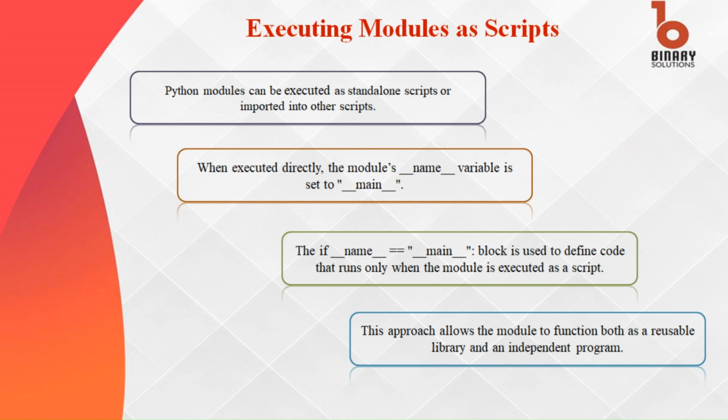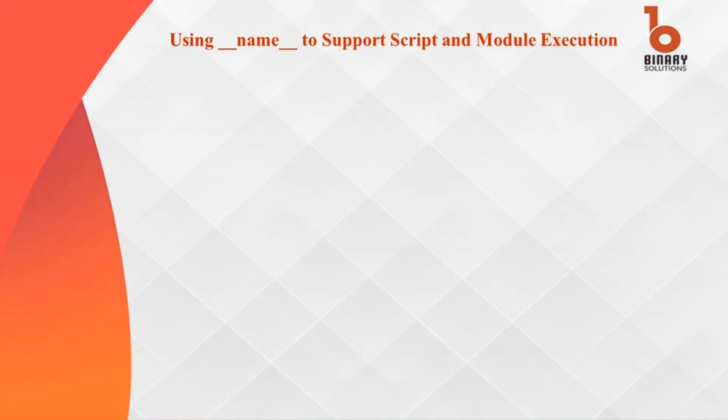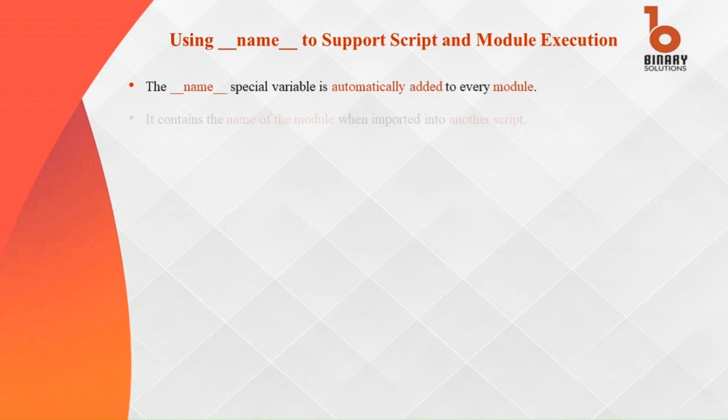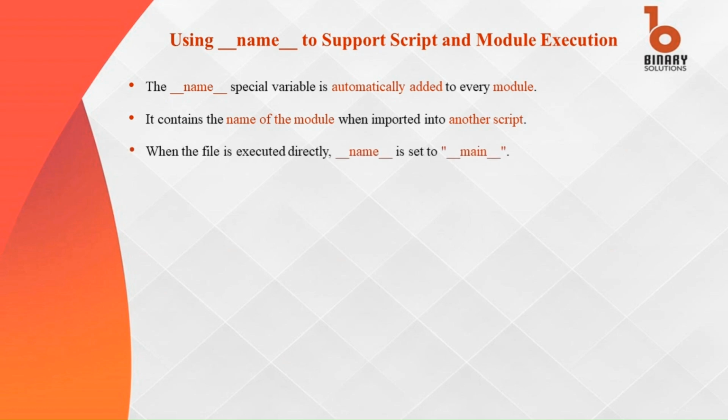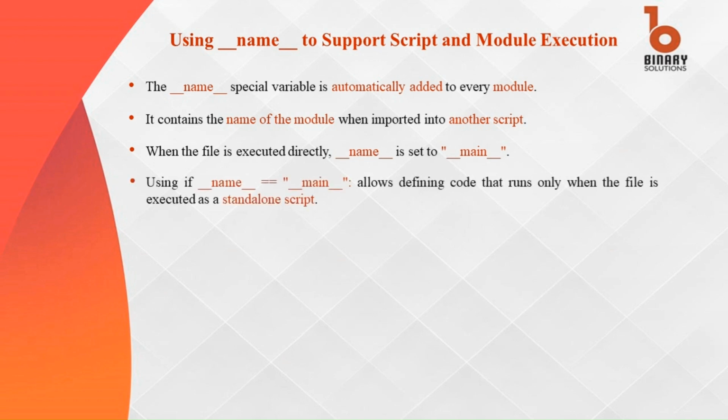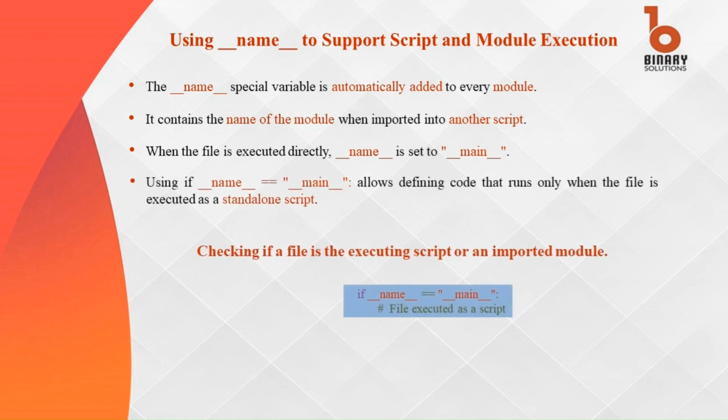in code organization. The __name__ special variable is automatically included in every Python module and plays a crucial role in distinguishing whether a file is being executed directly or imported into another script. When a module is imported, the __name__ variable holds the name of the module. However, when the file is executed as a standalone script, the __name__ variable is set to __main__.